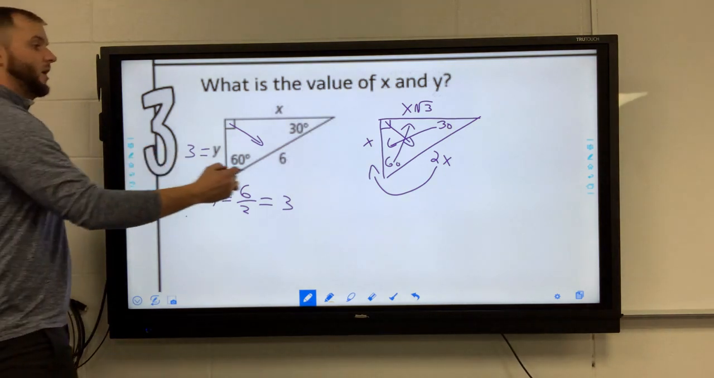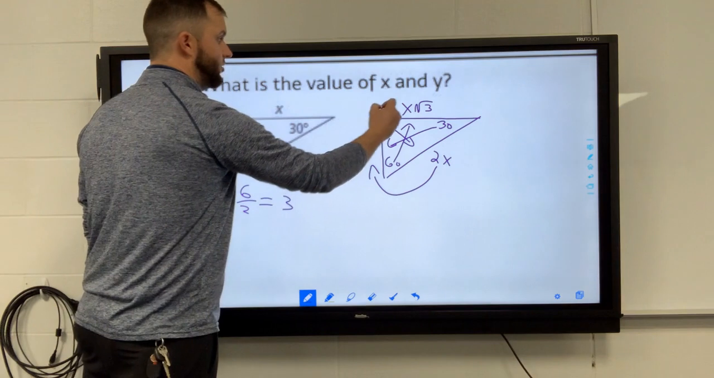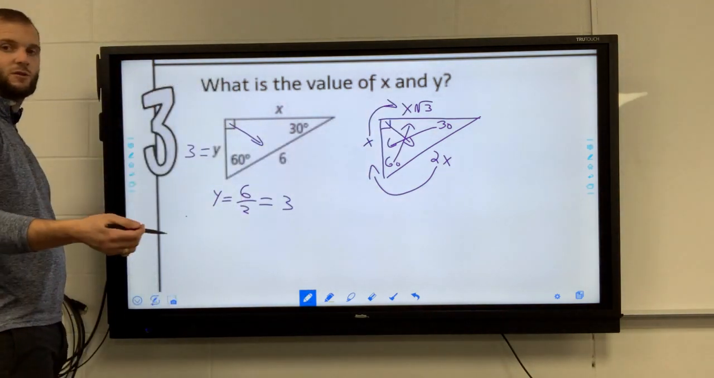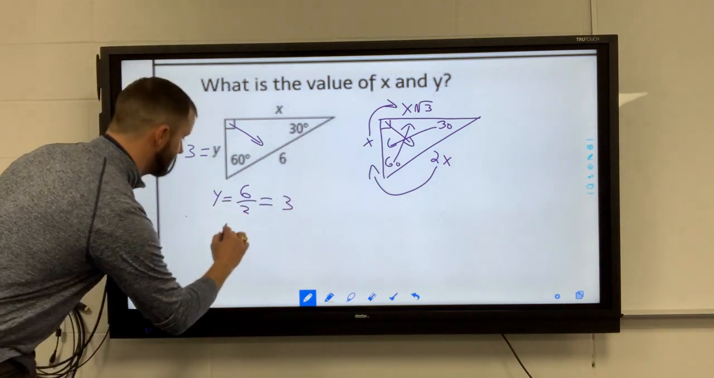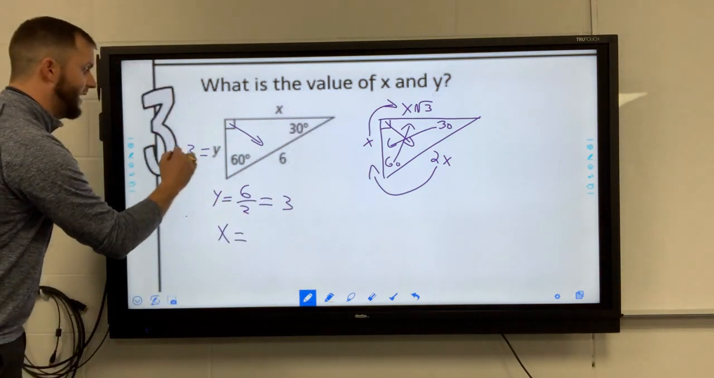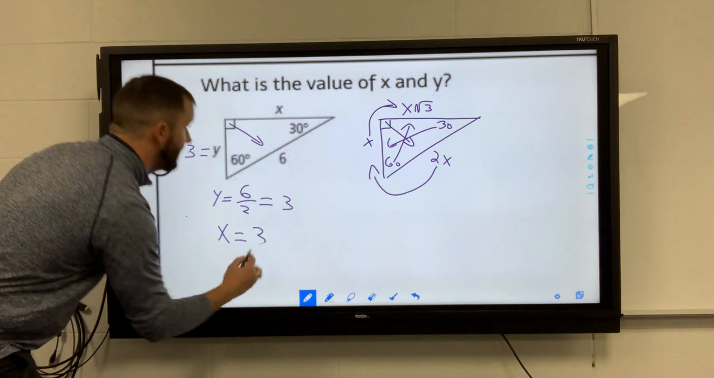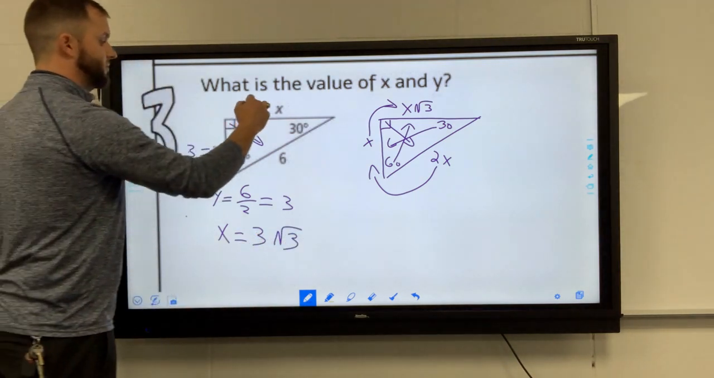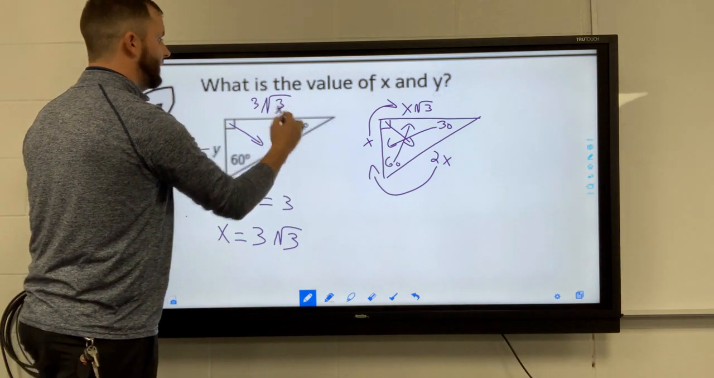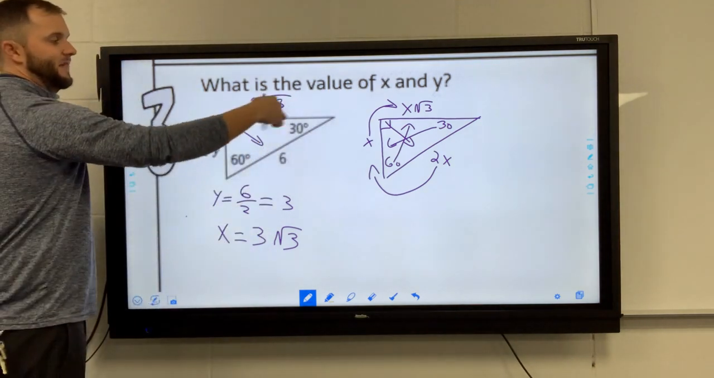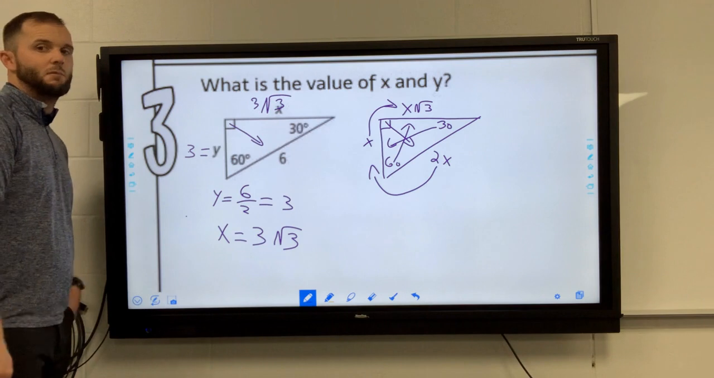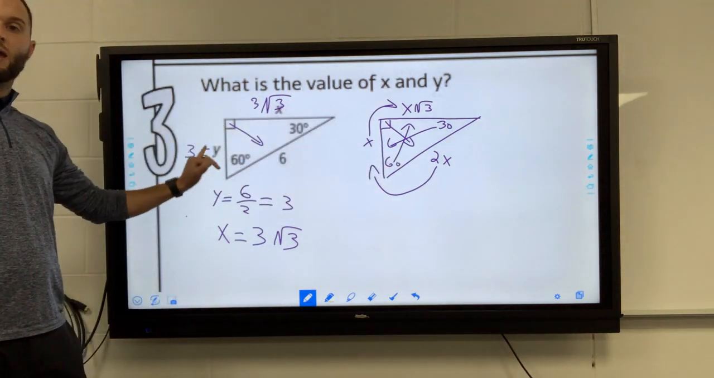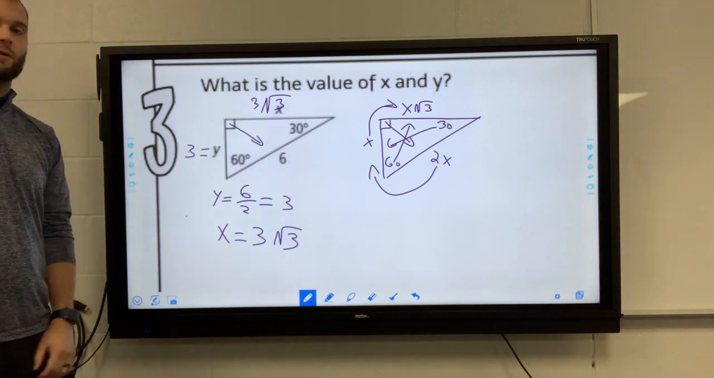Now if I want to go from my x side to my x square root 3 side, all I have to do is multiply by the square root of 3. So x is going to be my x side, which is 3, and then I'm going to multiply by the square root of 3. Your final answer up here is going to be 3 square root 3. Again, if I wanted to type that in the calculator and get a decimal, I could. But basically what I did was I used this template, got one side, and worked my way all the way around to find my other 2 sides.